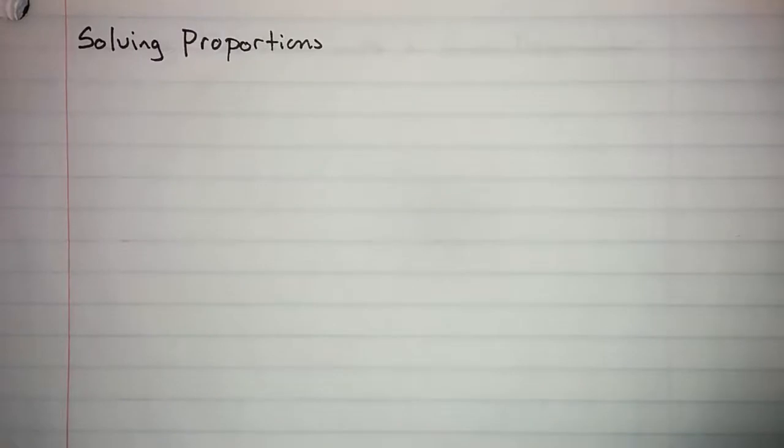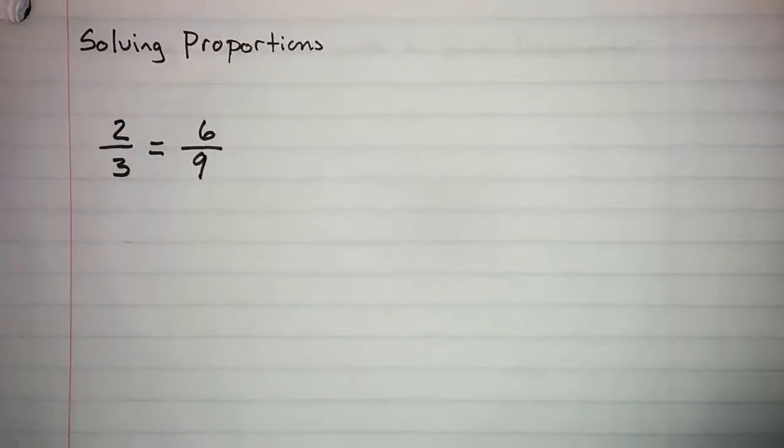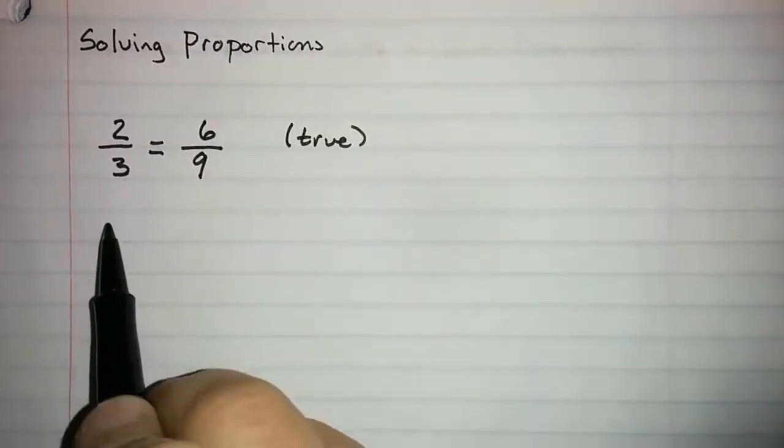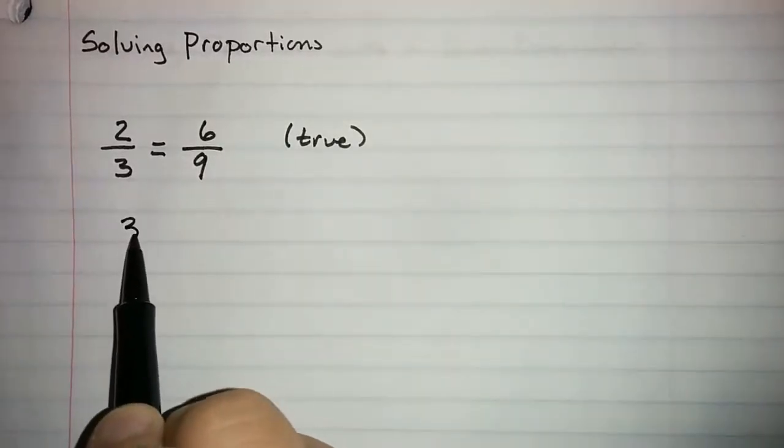In addition to writing down a proportion where we know all of the values, which is either true or not true depending on what those values are, this one happens to be true. I could also write down one that happens to be false.